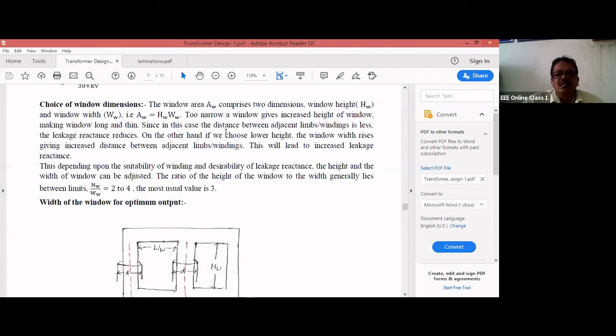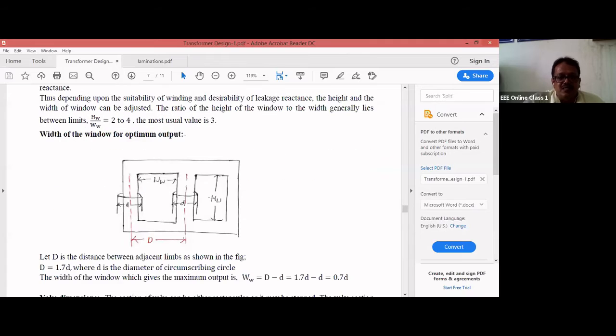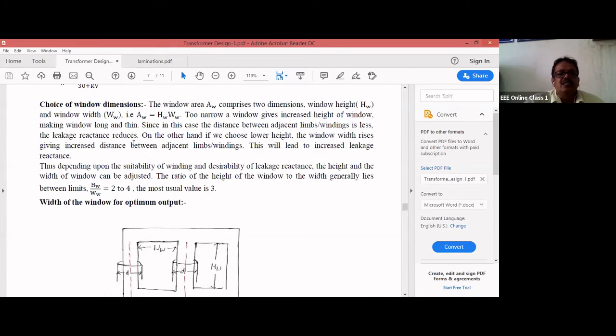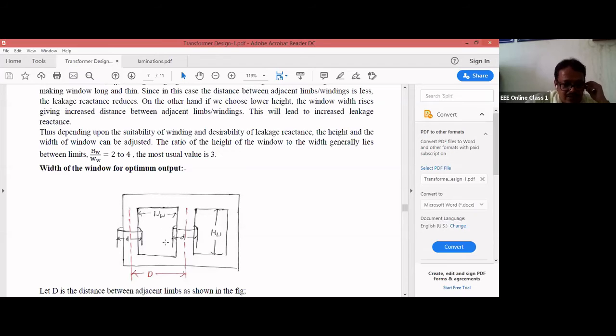Since in this case, if the height of the window increases, then the adjacent distance between the two limbs, these are the side limbs, and this is the center limb, the adjacent distance between the two limbs decreases. Then definitely what will happen? The leakage reactance also reduces.